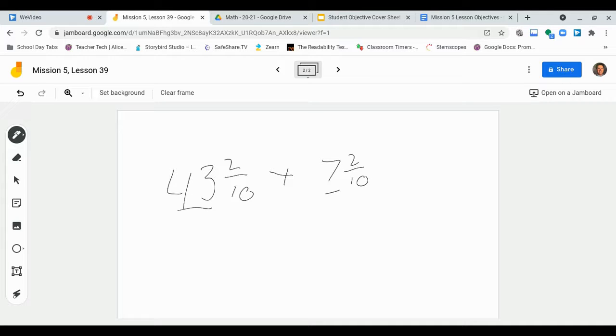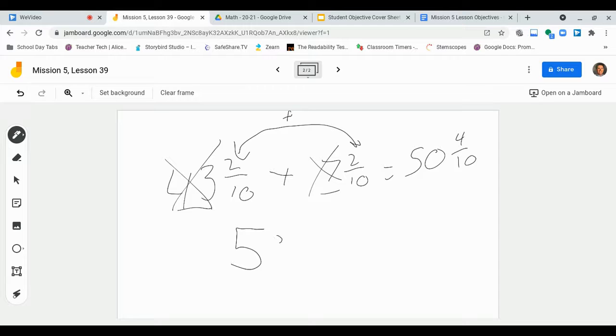Okay, so I'm adding these. I'm going to add the whole numbers. 43 plus 7 equals 50. So I've got rid of those. And now I'm going to add 2/10 plus the 2/10. 2/10 plus 2/10 is 4/10. So my solution to this problem, how much does all the fruit weigh? 50 and 4/10 pounds.